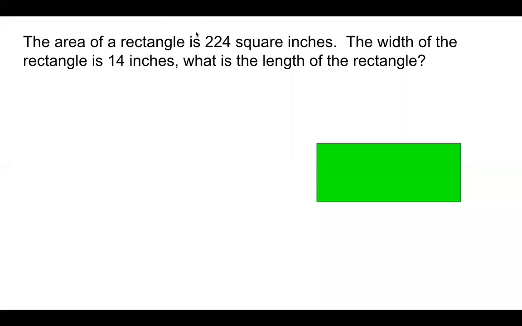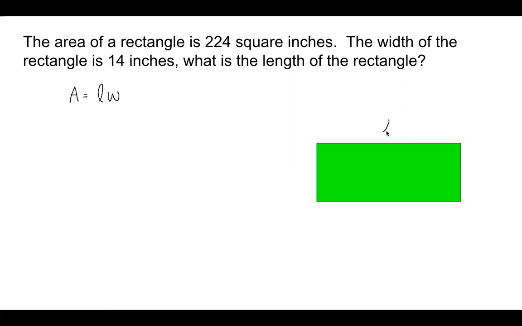All right, the area of a rectangle is 224 square inches. The width of the rectangle is 14 inches. What is the length of the rectangle? So what you need to do this problem is you need the formula. When we're dealing with shapes like rectangles, squares, circles, it's always good to have the formula. So hopefully you remember that the area of a rectangle is equal to the length times the width, right?